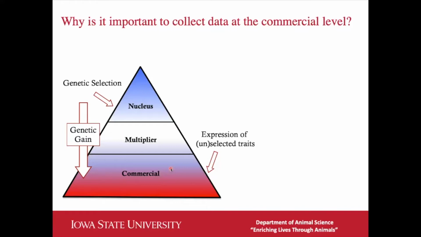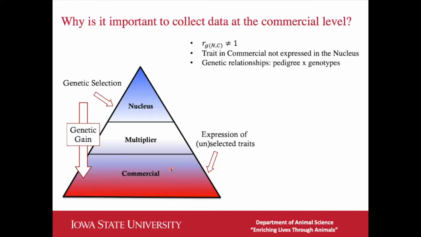But one of the things that happens in swine production in this pyramid scheme is that the genetic correlation between the nucleus and the commercial level is different than one. What does that mean? Think of growth rate. If you measure growth rate in the nucleus and growth rate at the commercial level, not necessarily the best animals that grow in the nucleus will be the best animals that grow at the commercial level.